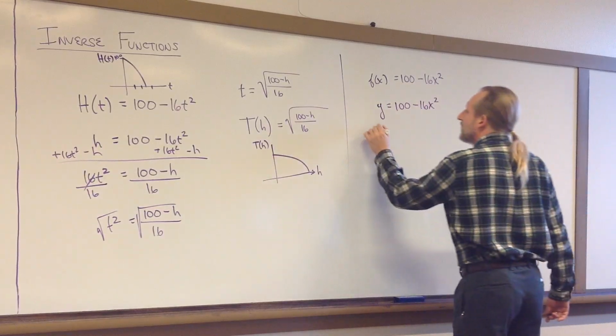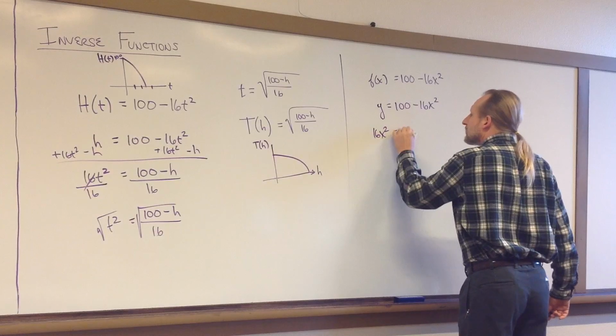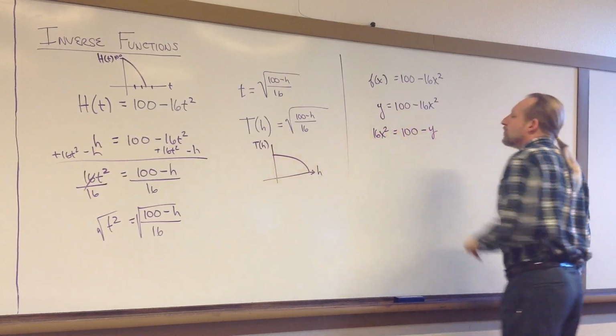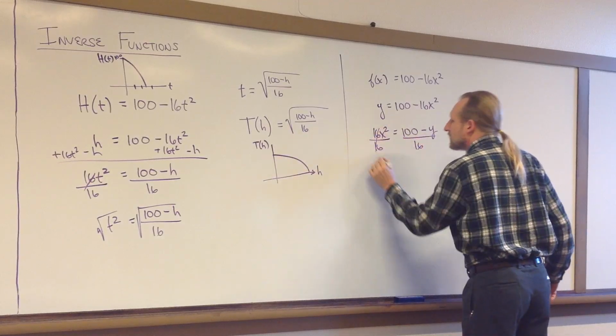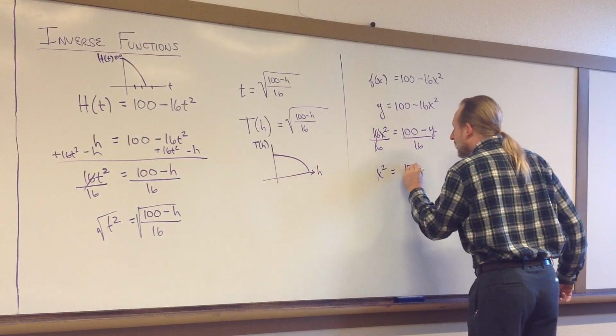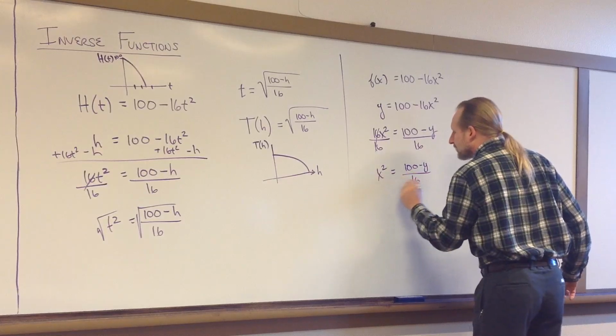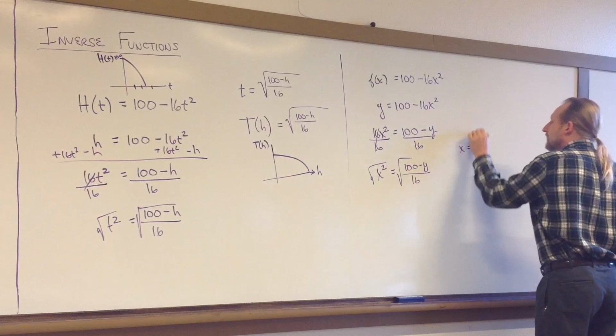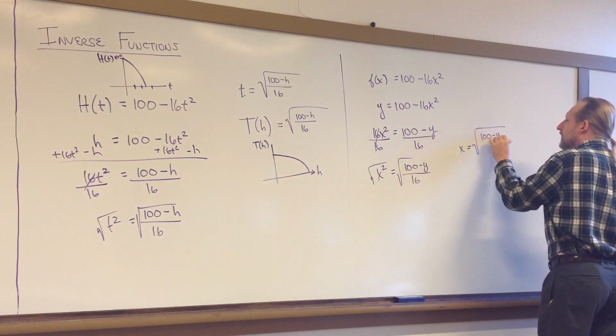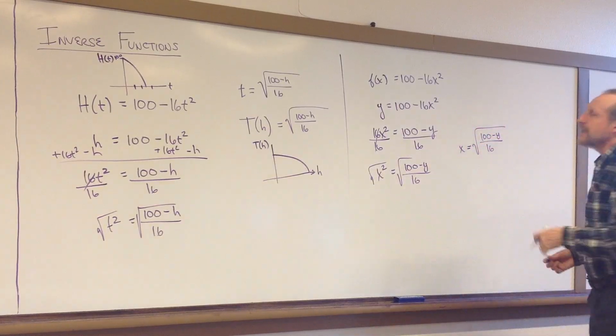Now let's get the x by itself. Move the 16x squared over here, move the y over here, divide on both sides by 16, and then we'll square root what's left. And in the end, we get x equals square root of (100 minus y) over 16.